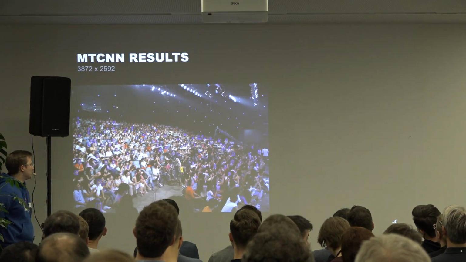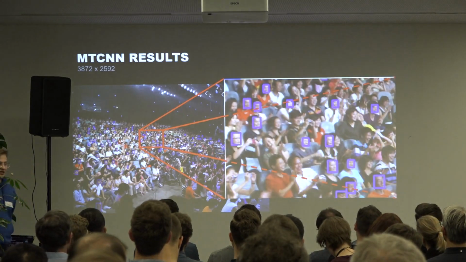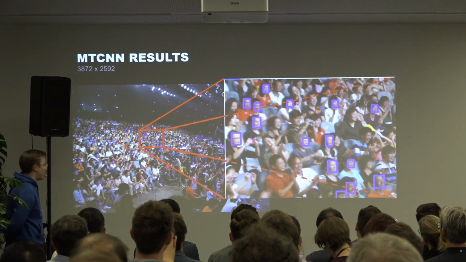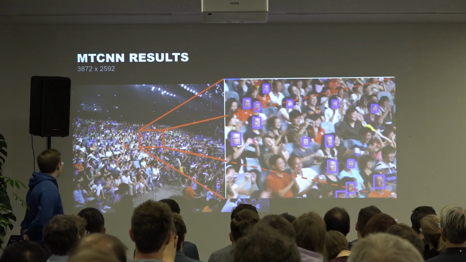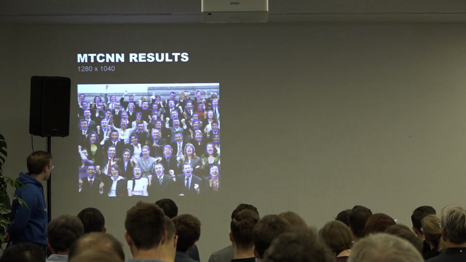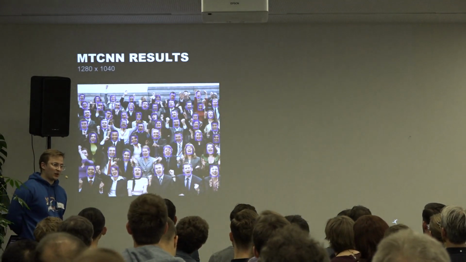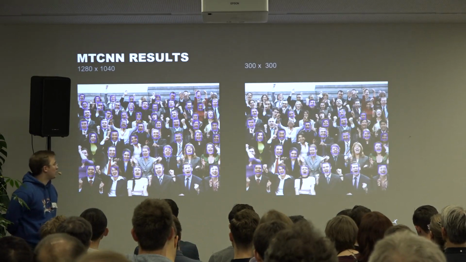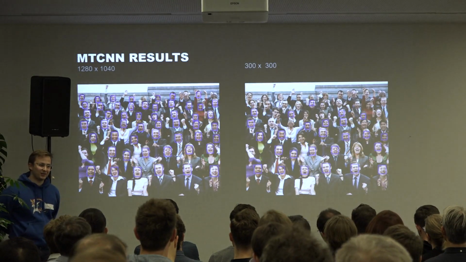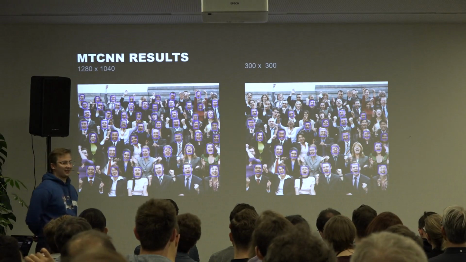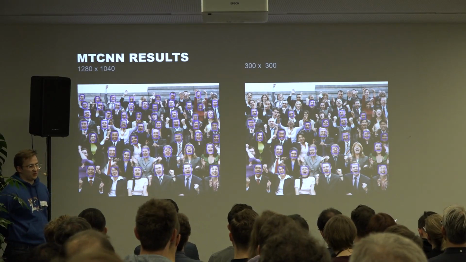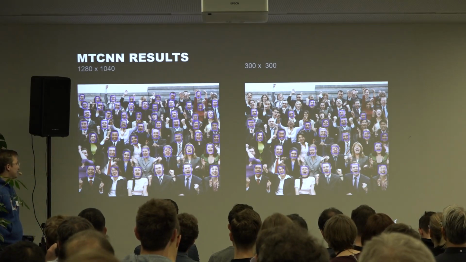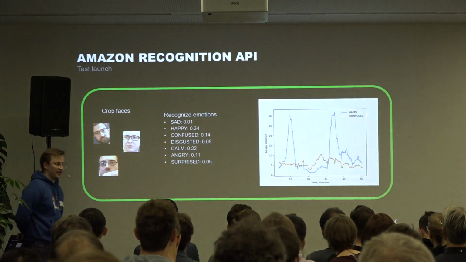And if we zoom in here, for example, as you can see, there are a lot of people, and it finds some of them at least. So it's still a good result. Also, the second reason why it's better than the Amazon solution is that even when we reshape it to the original 300 by 300 size, it still finds more than 4 or 5 faces. So we are done with the face detection.